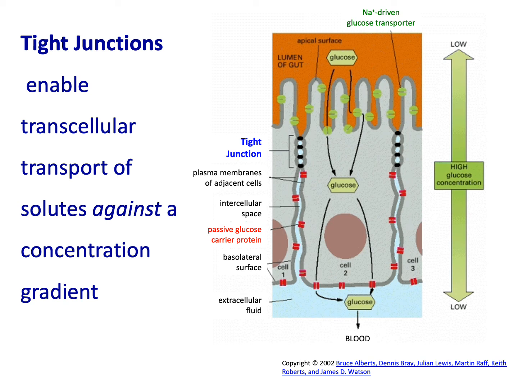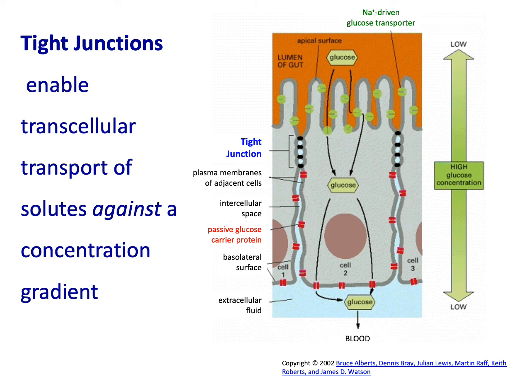Tight junctions are what enable the transport of solutes against a concentration gradient. And this example is from the gut. The apical membrane of the gut epithelial cell is rich in active transporters that bring glucose from the lumen of the gut into the cell against its concentration gradient. The basolateral section of the cell contains passive glucose carriers that allow the glucose to diffuse out of the cell and into the interstitial space where it eventually reaches the blood.